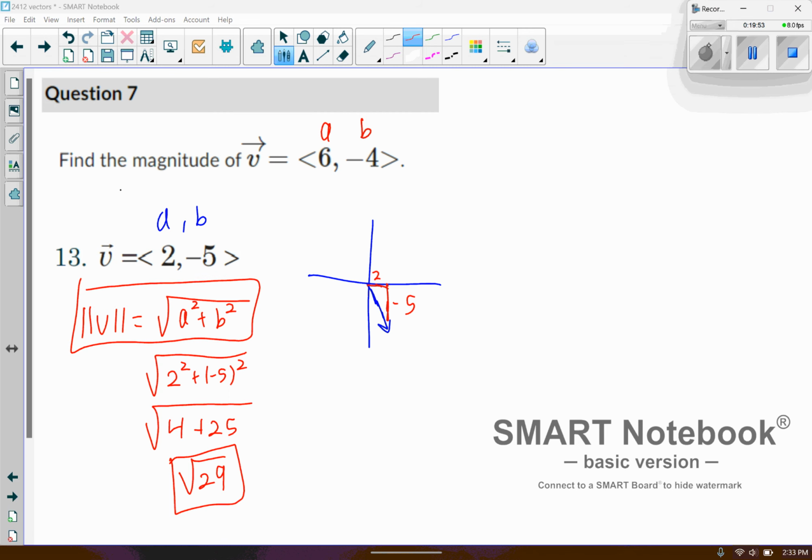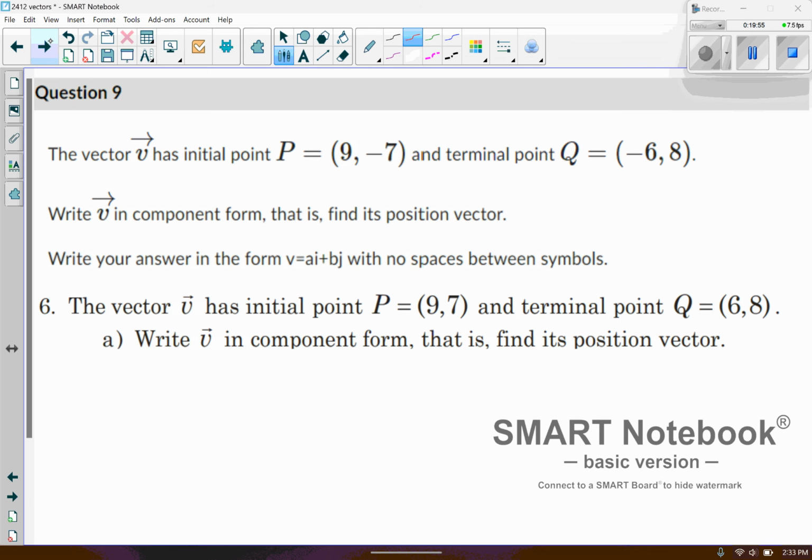All right, let's see. What do we have next? I think, okay, we got a couple left. Here on number 9, so right here it says the vector v has the initial point p and the terminal point q. Write the vector v in component form, that is, find the position vector, and then write your answer in the unit vector form.